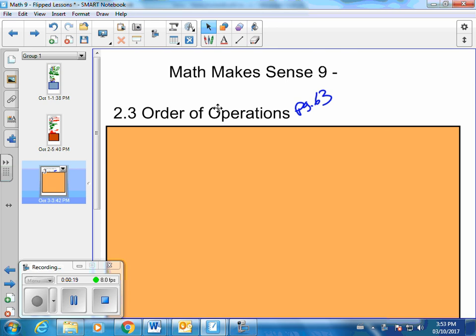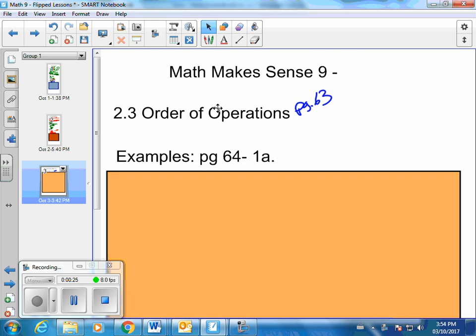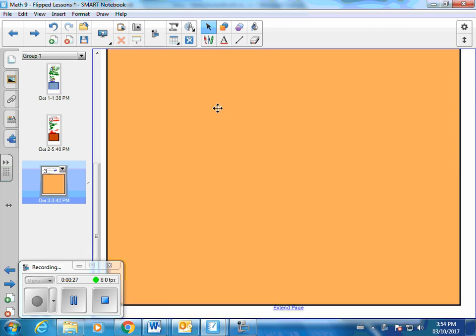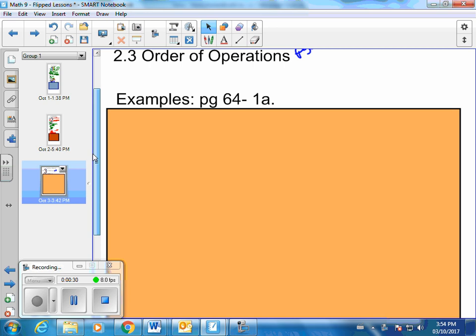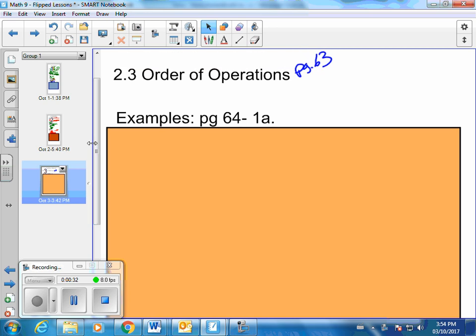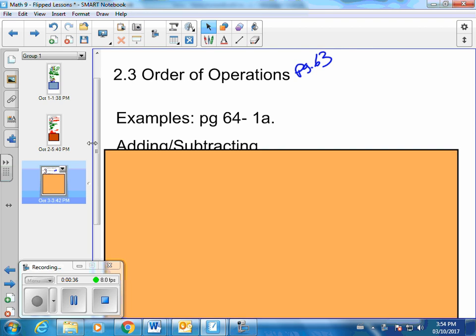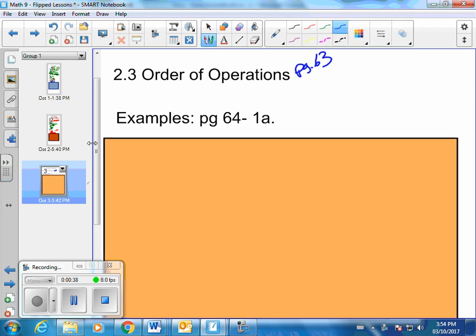So now we are starting to apply some of the skills we learned in the last unit to some of the slightly more complicated stuff that we're covering in this unit. If you want to open up to page 64, we're going to go through a couple examples there. The first thing we have to remember with all of this is our order of operations. Brackets, exponents, division and multiplication, all at the same time, addition and subtraction.